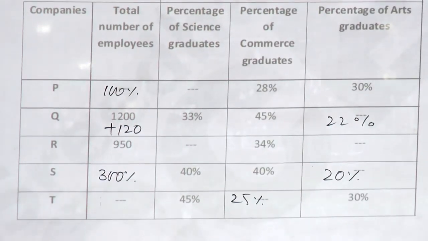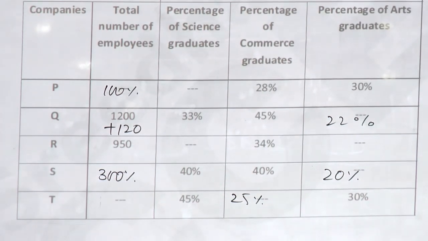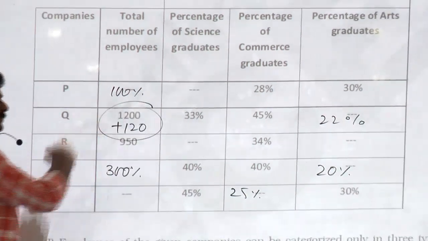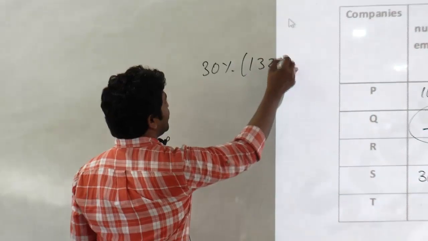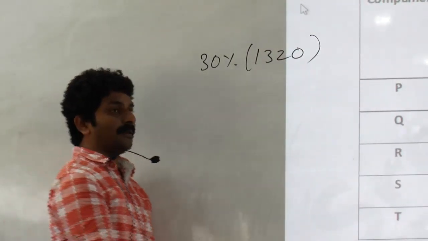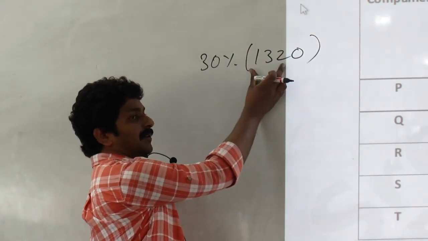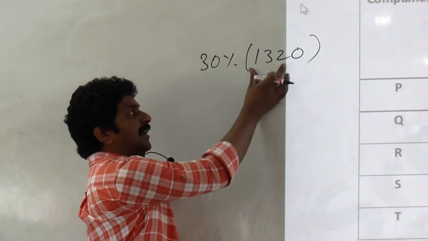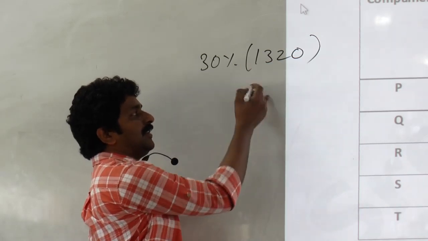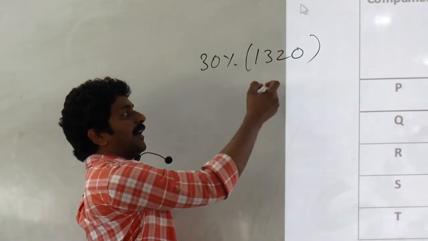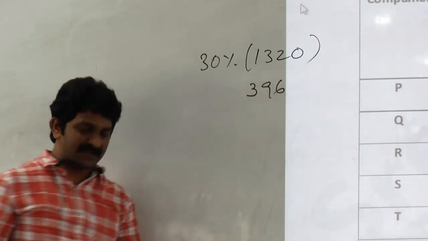If 30% of the total employees in Q in March 2012 were science graduates, what was the number of science graduate employees in the company in 2012? 30% of this number. 30% of what? 1320. 10% is 132, 30% is 3 times. 100 into 3 is 300, 32 times 3 is 96. 396, answer.